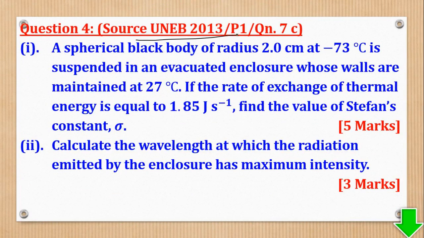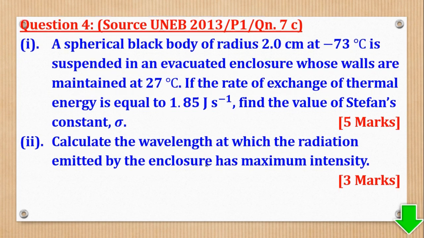Then question 4 came from UNEB 2003 paper 1 question 7c, and it says Roman 1, a spherical black body of radius 2 centimeters is suspended in an evacuated enclosure whose walls are maintained at 27 degrees Celsius. If the rate of exchange of thermal energy is equal to this, find the value of Stefan's constant. And Roman 2, calculate the wavelength at which the radiation emitted by the enclosure has maximum intensity.